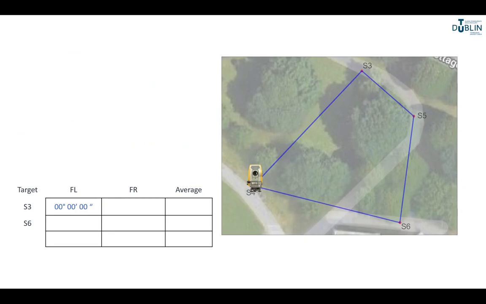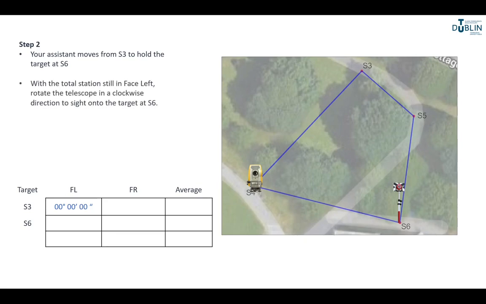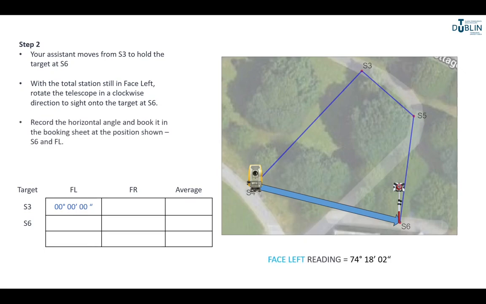So next, our assistant is going to move from station 3 and hold the target at station 6. With the total station still in face left mode, rotate your telescope in a clockwise direction and sight the target onto station 6. Then we're going to record the horizontal angle read on the screen and book it in the booking sheet at the position shown below for station 6 face left. In this case, the reading is 74 degrees, 18 minutes and 2 seconds.